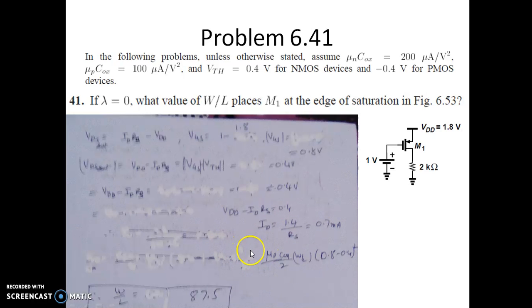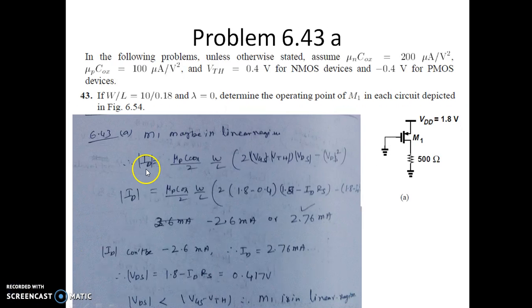So using the equation we had earlier, 0.7 milliamperes is equal to mu P Cox by 2 W by L, and this is VGS minus VTH whole square. So this way we can estimate the value of W by L. You can use alpha: write 0.7 milli is equal to alpha, where alpha equals mu P Cox by 2 times whatever the value that is given. Make this W by L as a variable and solve for it. Shift solve twice. We are going to get the W by L as 87.5.